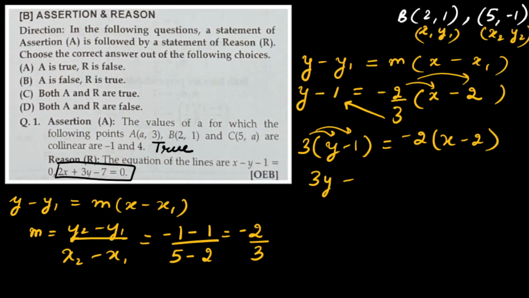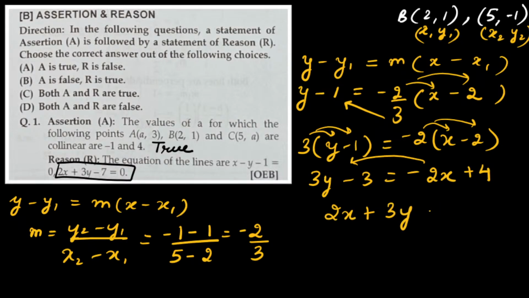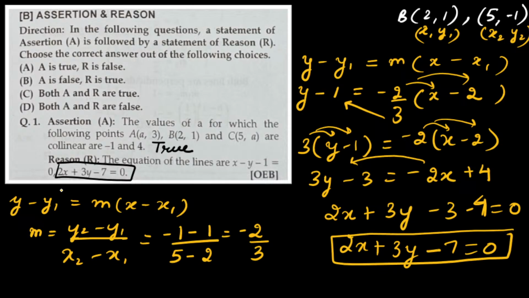So 3y minus 3 is equals to minus 2x. So minus is outside the bracket. We have to change the inner sign. So 2 into 2 is 4. So let's again shift these terms to this side. If minus 2x I shift to this side, it will become plus 2x. 3y is already there. Minus 3 and minus 4 is equals to 0. So 2x plus 3y minus 4, minus 3 is minus 7 is equals to 0. So BC also we are getting the same equation which is present in the options.